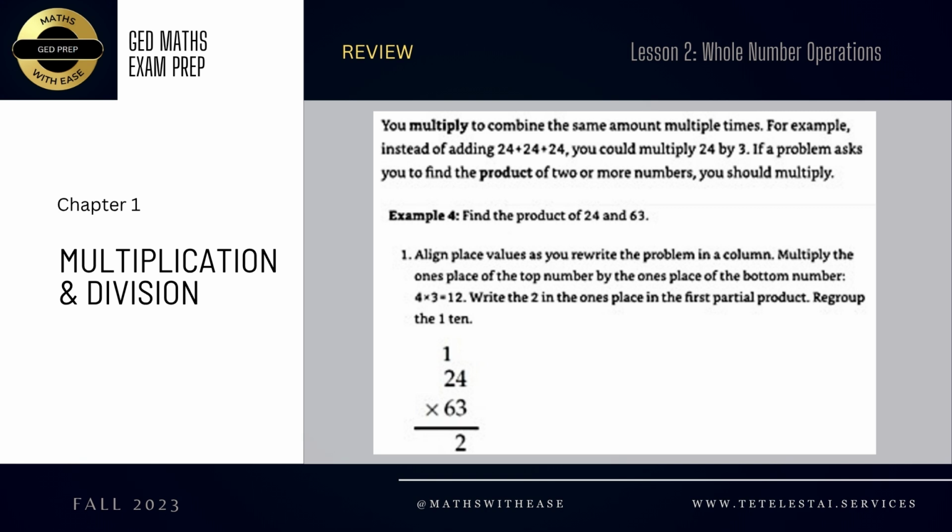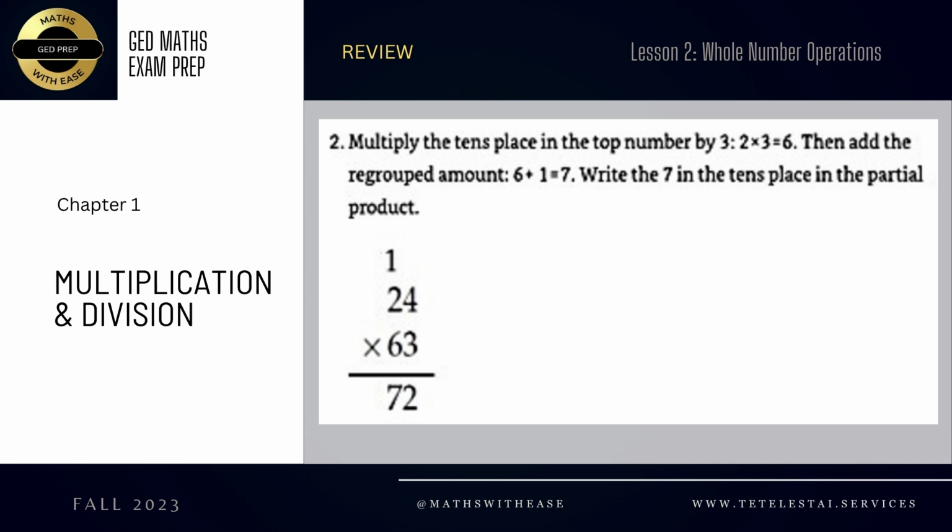So again, you would stack your numbers vertically and make sure that you align the correct place values. And then proceed with your multiplication. So 3 times 4, 12. You write down 2 and you regroup the 1. Okay. 3 times 2 is 6, plus 1 is 7. So that should give you 72. 24 times 3, 72.